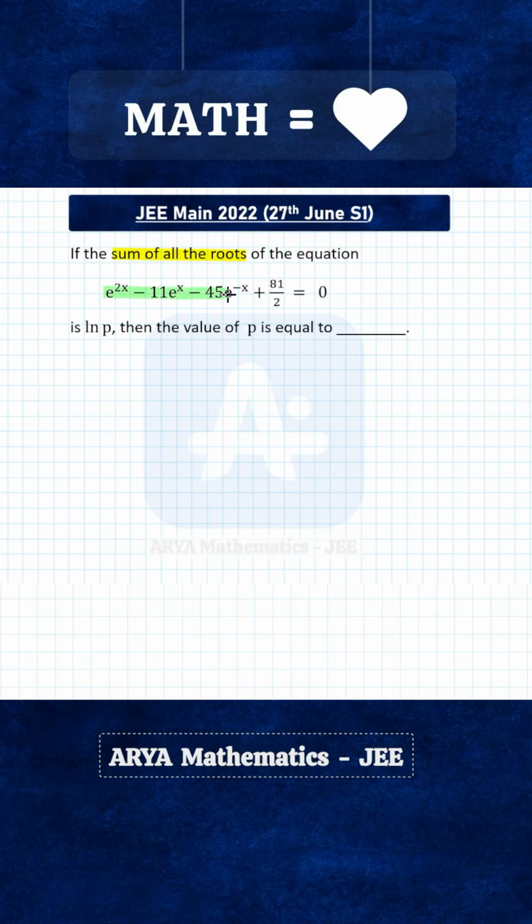If the sum of all the roots of this equation is ln p, then we have to find the value of p. Now, this is a problem from quadratic equations, relation between roots and coefficients of a polynomial equation. First step, in place of e raised to x, we can write alpha, so that we'll get a polynomial equation.